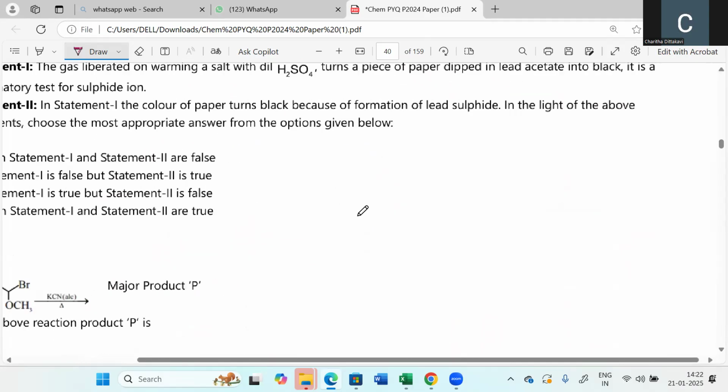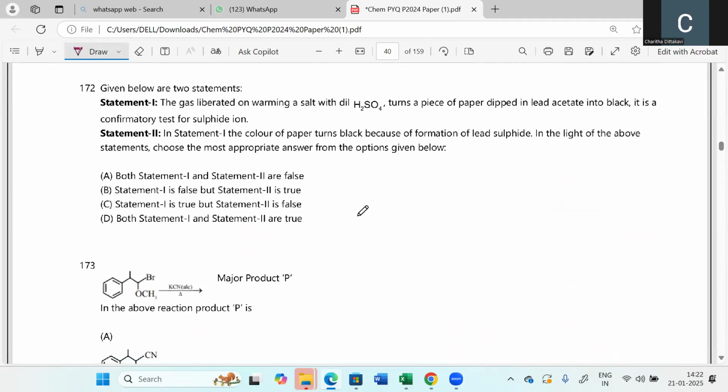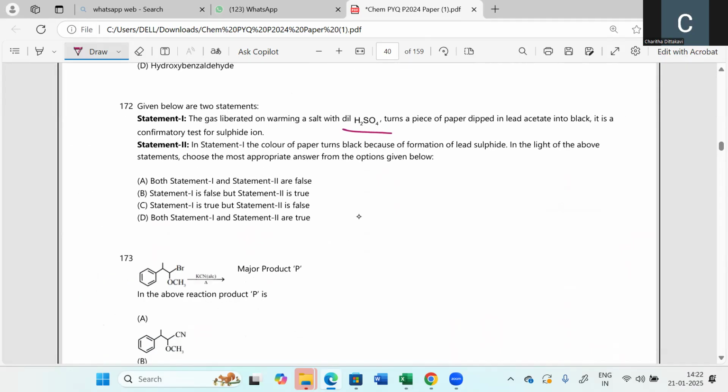Gas liberated on warming a salt with dilute H2SO4 turns a piece of paper dipped in lead acetate black, it is a confirmatory test for sulfide ion. This will come in your analysis. So yes, it is true. It will give you the sulfide ion. So please, you will have to remember these tests and all definitely.